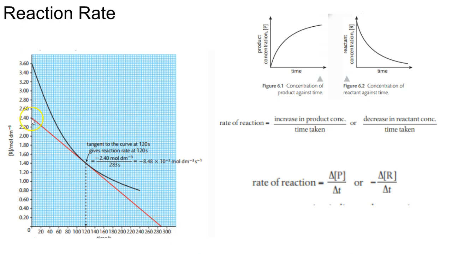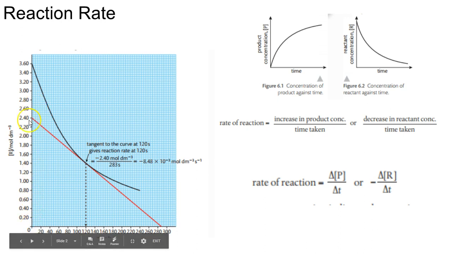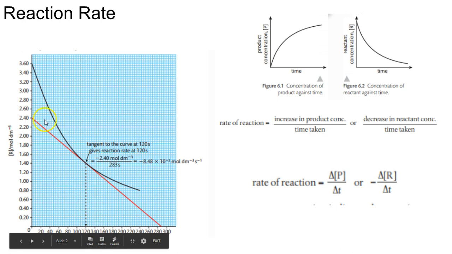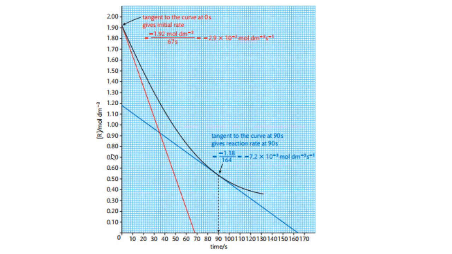The rise is going to be negative 2.4 because I'm going to be going down 2.4, so negative 2.4. On this axis, I've got moles per decimeter cubed, and on this axis, I've got time in seconds. The rise is down 2.4, and the run is 283. And so that's how you can figure out the reaction rate by drawing a tangent line.